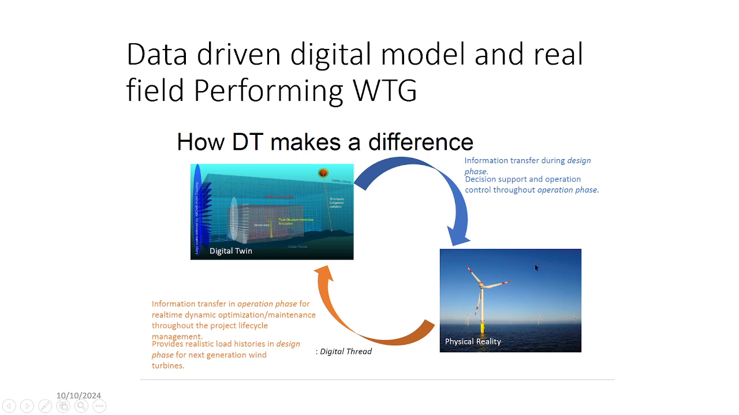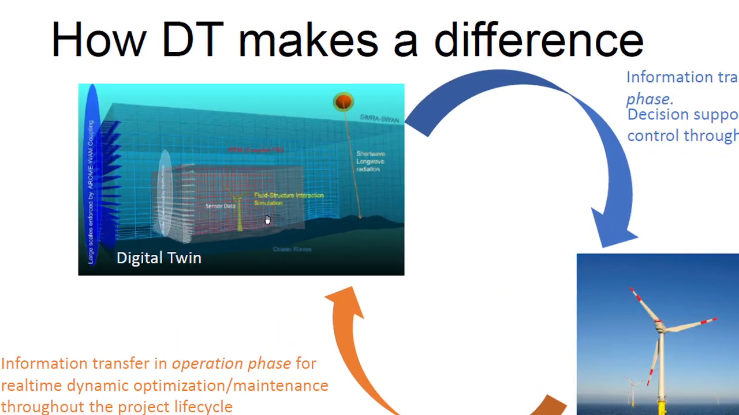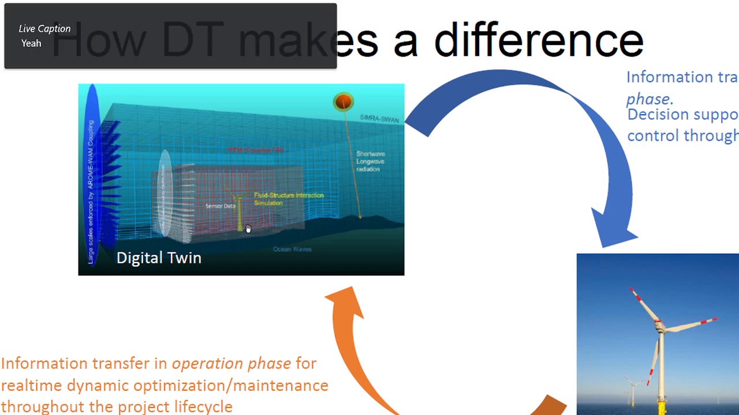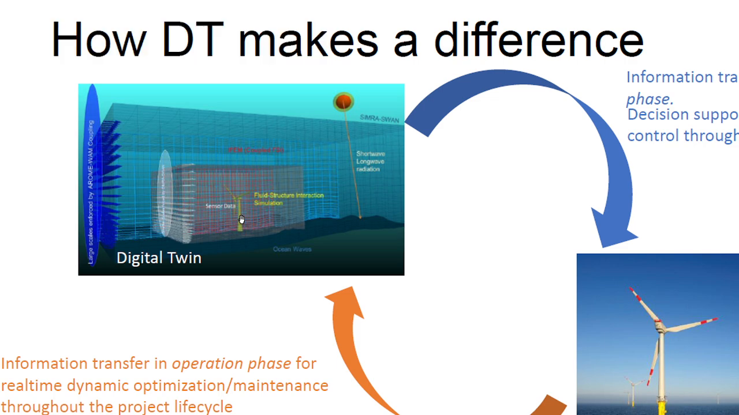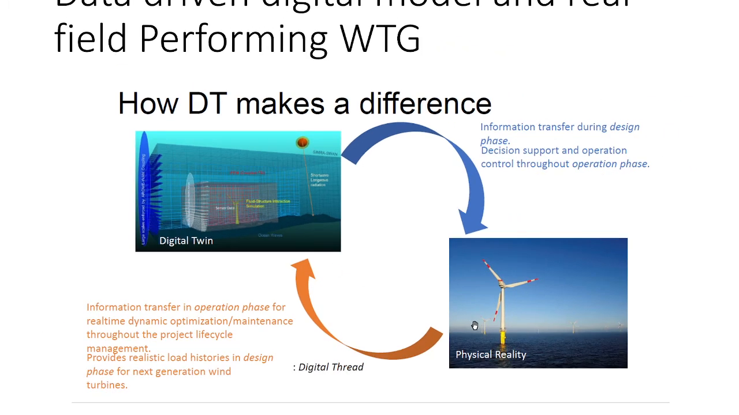In the most modern computer, the complete physical reality will be simulated inside the computer, three dimensional. Do you see here? Fluid structure interaction, everything will be simulated, and as if it is in the field, you will be monitoring your wind turbine. So the information will get exchanged from field to computer, computer to field.